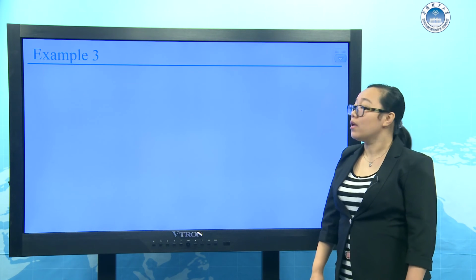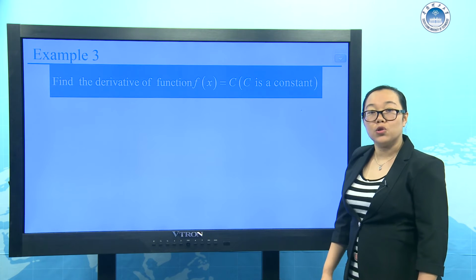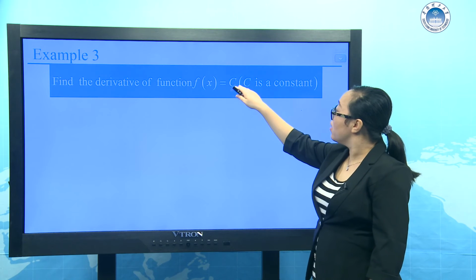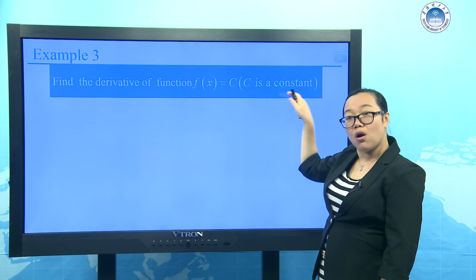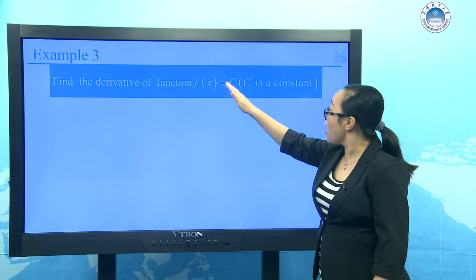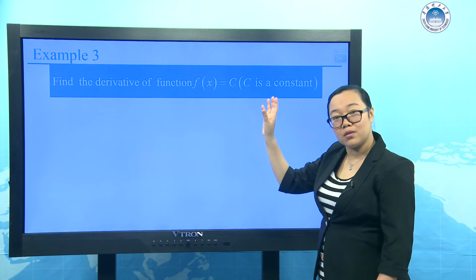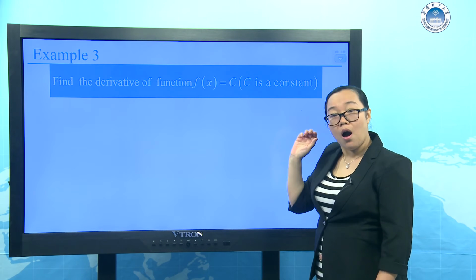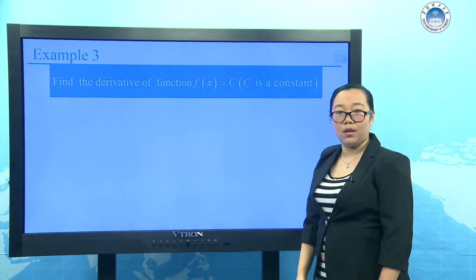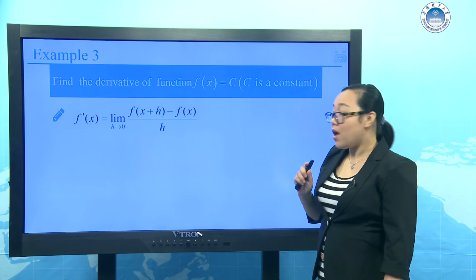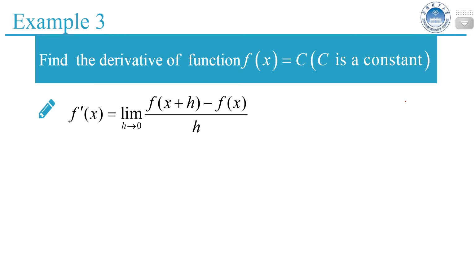So now look at example 3. Try to find the derivative of the function f(x) equals c. c is a constant. This means a constant function. x belongs to any real number, and at this time the value is always equal to c. How about the derivative? Of course, according to the definition, write it. f prime at any point, it is our definition. Remember.